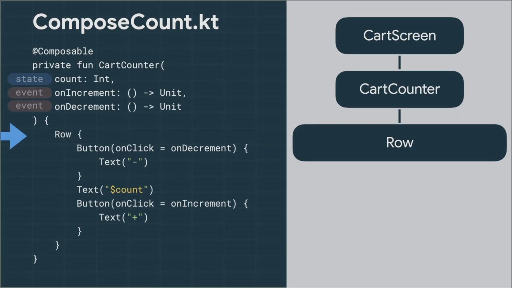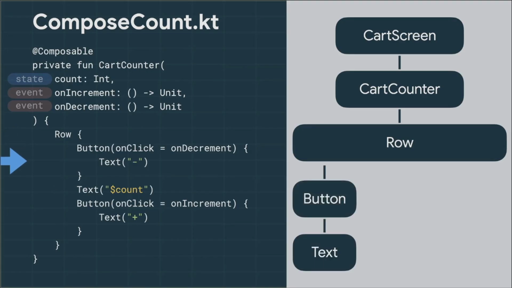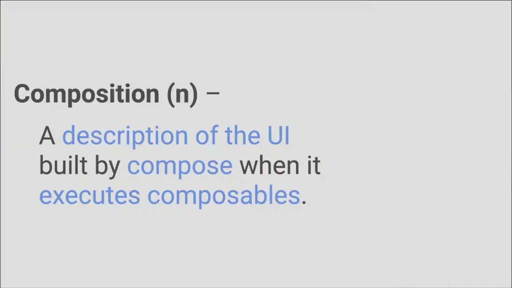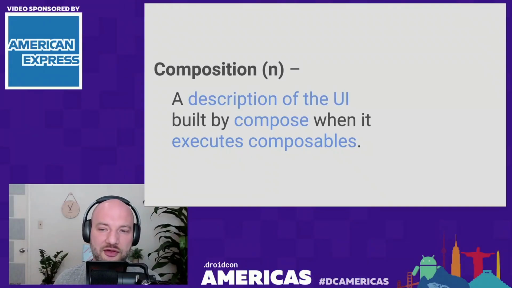Then it's going to call into the row, and then it adds the button as a child and the text as a child. So it's just keeping track of the composables that get called to describe the screen. Similarly, text here, button, and then text. And then it's done. At this point, it's finished initial composition, and it's produced this tree structure over on the right, which is all of the composables that you called to describe your screen, which allows us to say what a composition is. It's a description of the UI built by Compose when it executes composables.